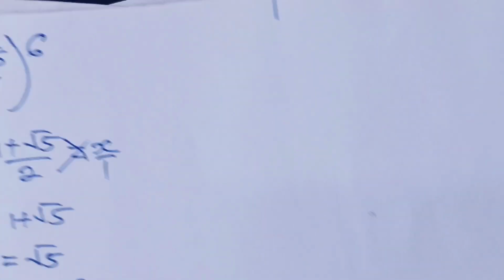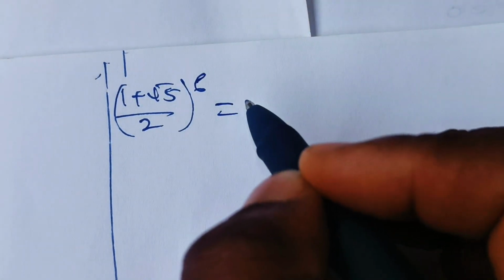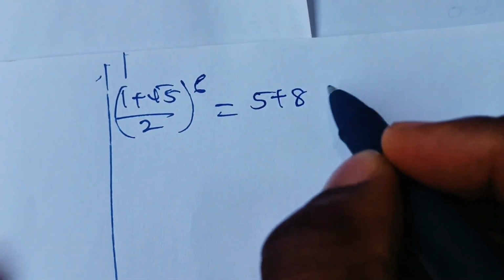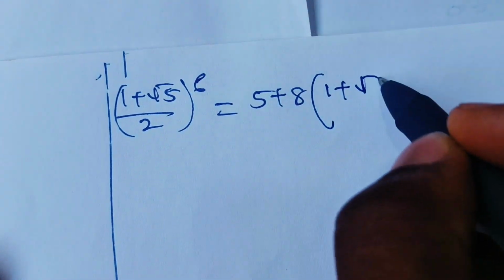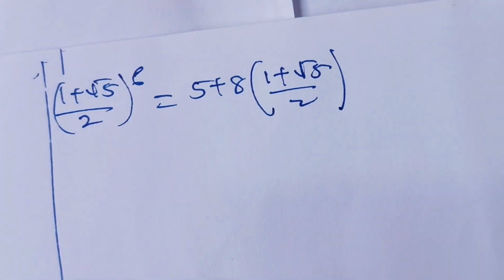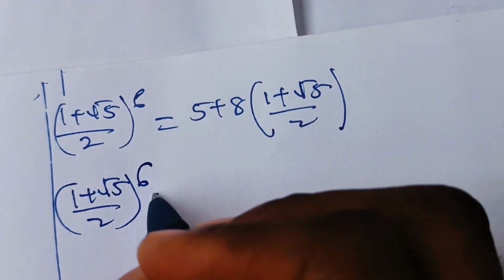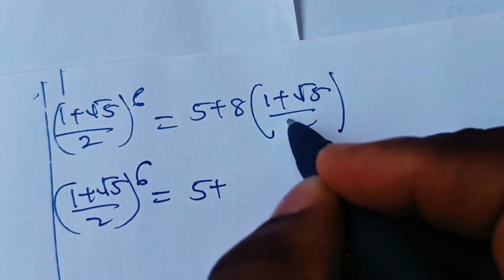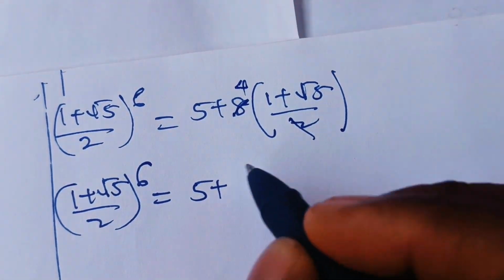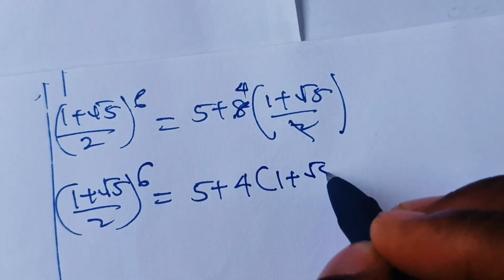Okay, now permit me to continue from here. This is what we have. So from here, this is what we have. We have 1 plus root 5 divided by 2 raised to the power of 6 is equal to 5 plus 8 multiplied by 1 plus root 5 divided by 2. Okay, all right. So we have 1 plus root 5 divided by 2 raised to the power of 6 is equal to 5 plus. Now this will divide this to give us 4, right? So it's going to be 4 multiplied by 1 plus root 5.